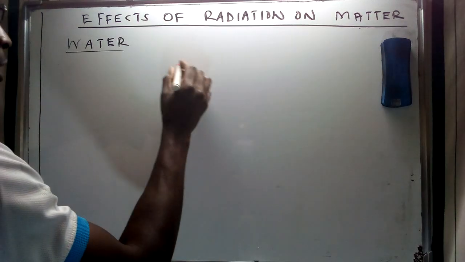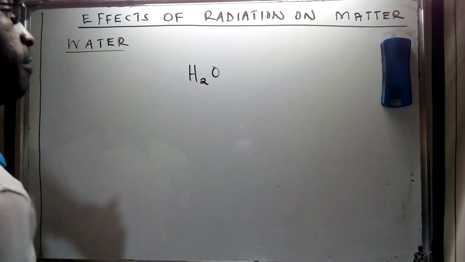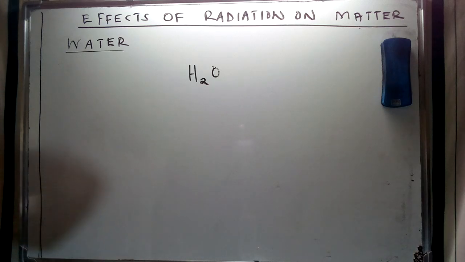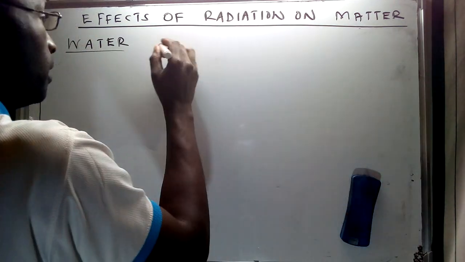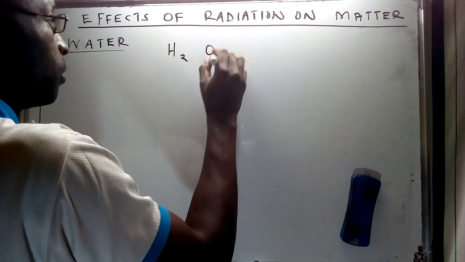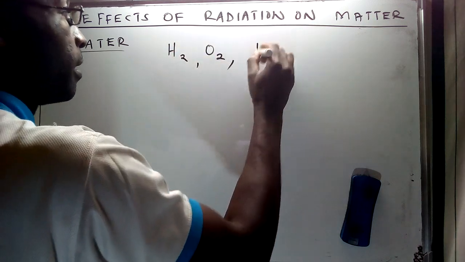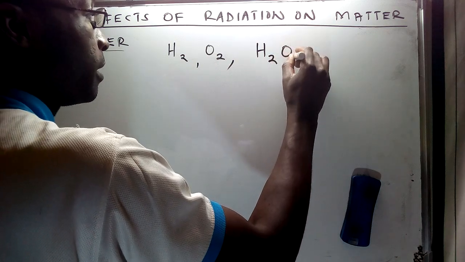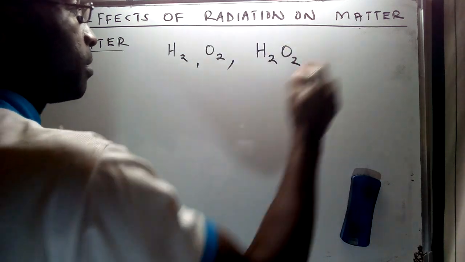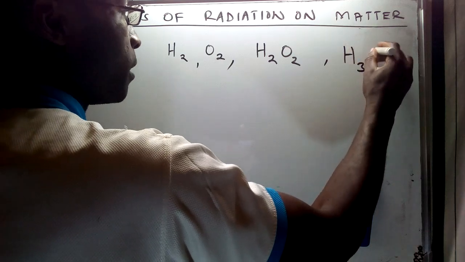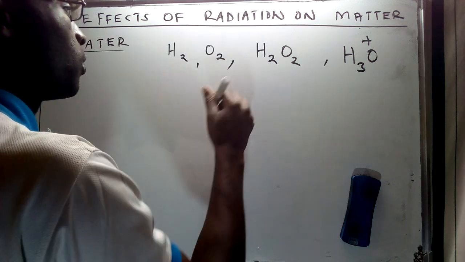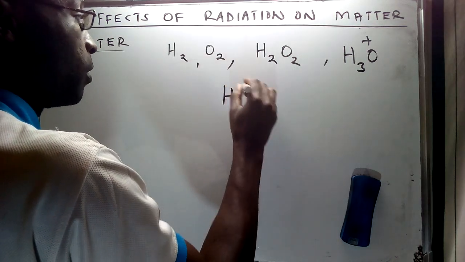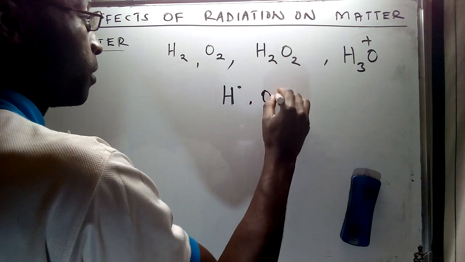So in this case I'm going to have an illustration for water using that particular molecule. I mentioned earlier, in our general discussion in the first video, that water is going to decompose into hydrogen gas, oxygen gas, and hydrogen peroxide. In some cases, this is also going to be accompanied by the formation of a hydrogen ion, and in some cases the formation of radicals, which are going to be given as such.